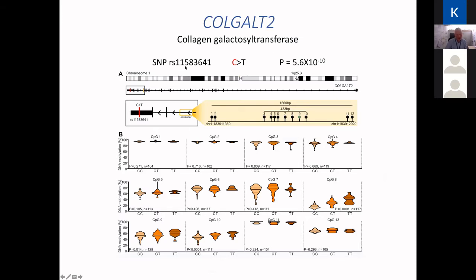So the study I'm going to talk to you about is an investigation into this particular polymorphism here. The SNP is RS11581583641. It's a C to T polymorphism, and this C is the risk allele for osteoarthritis. This is the p-value that was created from a meta-analysis of this study. And the polymorphism itself resides within the 3' untranslated region of COLGALT2. And this gene encodes a collagen galactosyl transferase enzyme. So the gene itself resides on chromosome 1, 1q25.3. This is a diagram of the gene itself. And this is zoomed in, just showing the polymorphism within the 3' untranslated region.